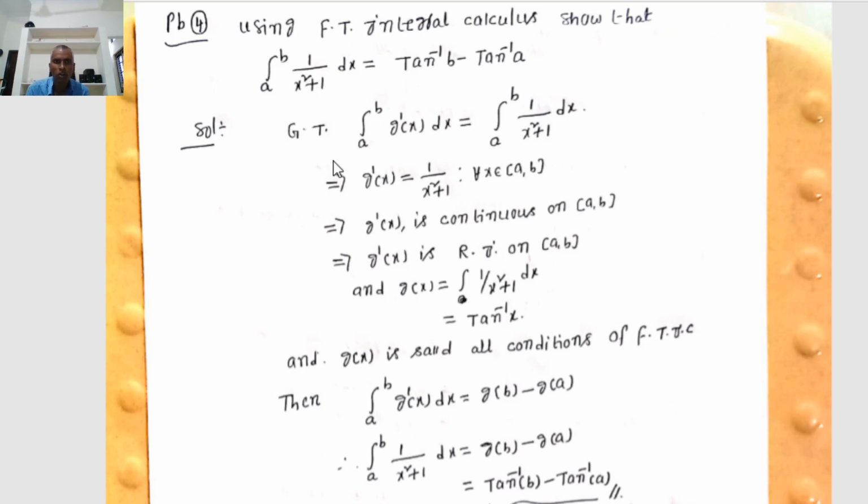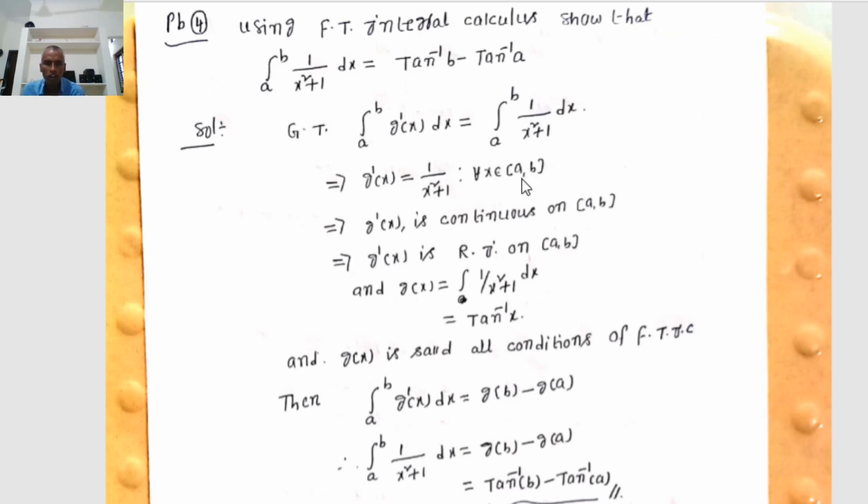Therefore the given integral is considered equal to the integral from a to b of g dash of x dx. The integral from a to b of g dash of x dx equals the integral from a to b of 1 by x square plus 1 dx. That implies g dash of x equals 1 by x square plus 1 for all x belonging to the closed interval a comma b.